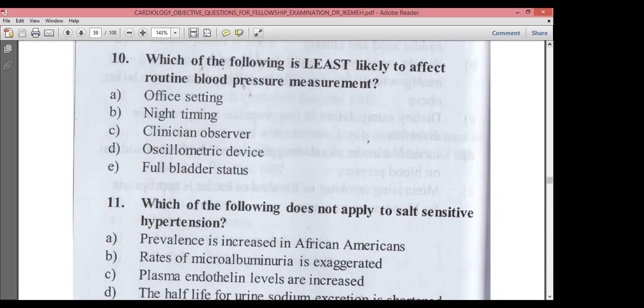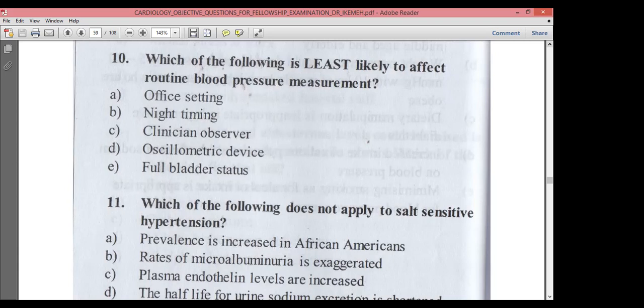The next one is clinician observer. Of course, it depends on the skills of the person who is recording the blood pressure. If you get a first-year nurse who is just practicing, the reading you get will be different from that of a medical officer or a senior nurse who has been measuring blood pressure for a while.